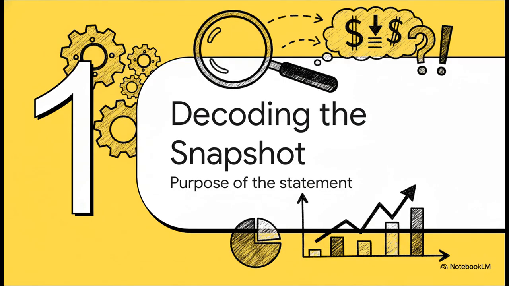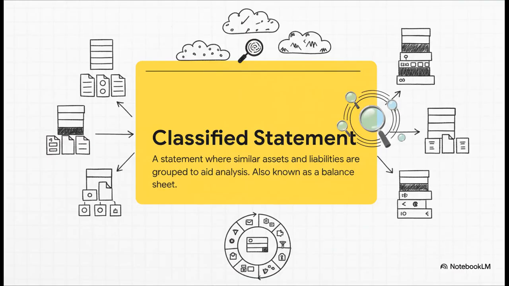Before we can even begin to look at the numbers, we have to get a handle on what this statement is actually for. What's its core purpose? The key word here is classified. And all that means is that it's organized. It's the difference between a shoebox full of receipts and a perfectly organized filing cabinet, right? By grouping similar items together, we turn a potential mess of data into something we can actually analyze and understand.